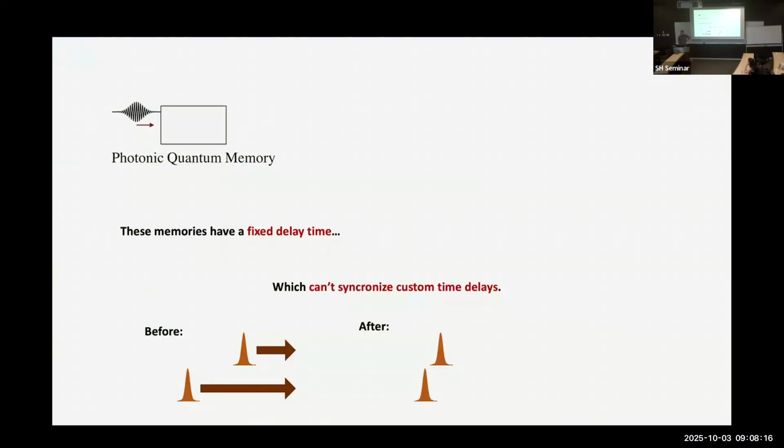That can be useful for some things, but for other things that ends up being problematic, because sometimes you actually need a custom delay. And if you need a custom delay and you only have fixed delayed quantum memories, then you have to do some kind of binary sequence of different fixed delays to be able to get what you want. If you need custom delays, then there's two techniques that can work.